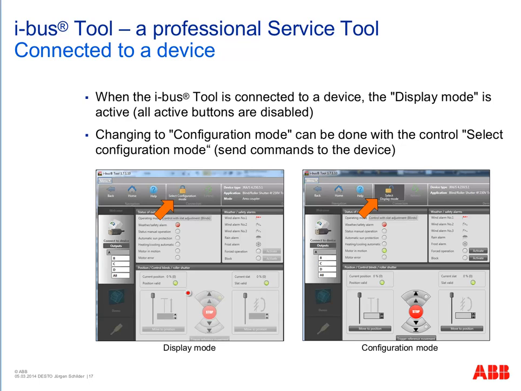So the next step is you have here to press the button Select Configuration Mode, and then we can send commands to our KNX device. Here we are in the configuration mode, and you see here all our buttons are now enabled, and we have influence on the KNX device. We can send values, for example here drive up and down the shutter or simulate a wind alarm.